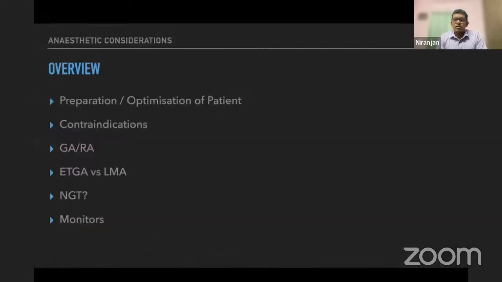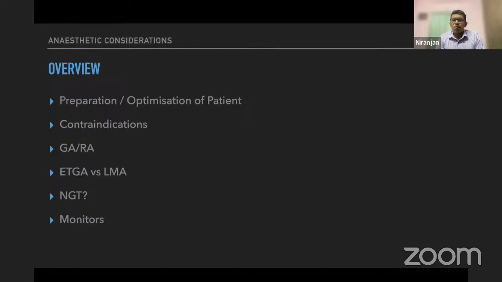Everything starts with the basics. It is choosing the patient, preparing the patient, optimizing the patient, starting with proper history taking, documentation, investigations, and whatnot. And there are a few contraindications I would point out. They are heart diseases like right to left shunt, patients with extreme hemodynamic instability, patients in shock, patients with raised intracranial tension, retinal detachment, etc.